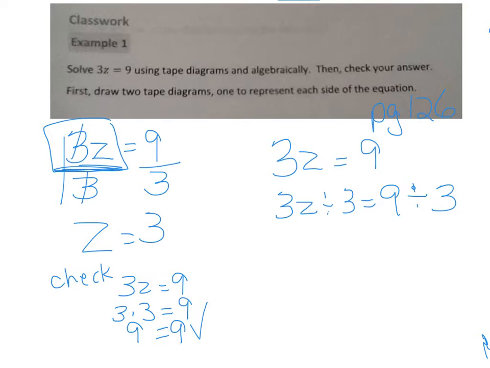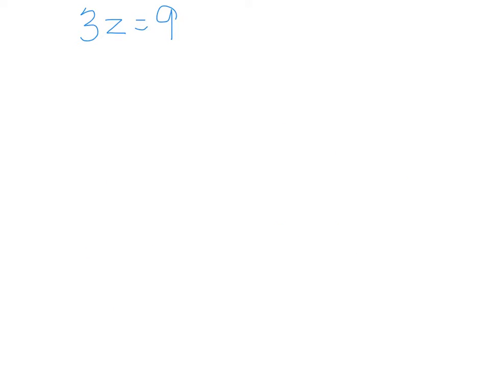So 3 divided by 3 equals 1, which would give us 1z. 9 divided by 3 equals 3. So we come up with the same value for z, and we would do the check the same way.